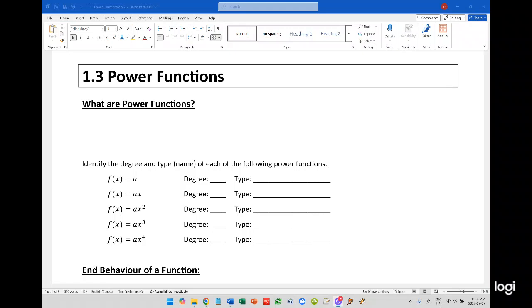Welcome back to lesson 3. This one's on power functions, and I'll be honest, this is going to be a fairly short one because these are straightforward. This is going to lead us into our next lesson on polynomial functions.